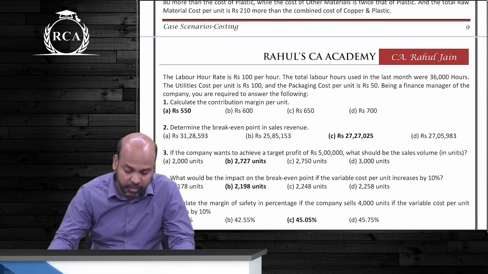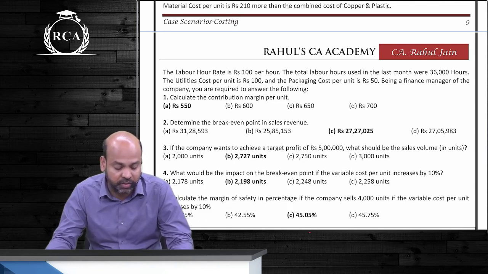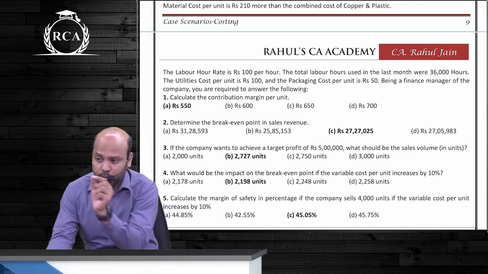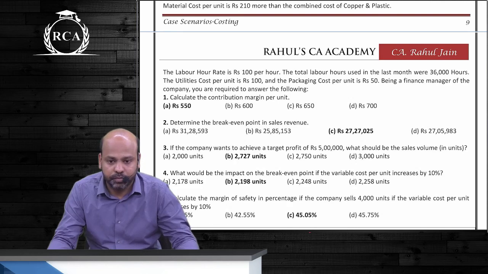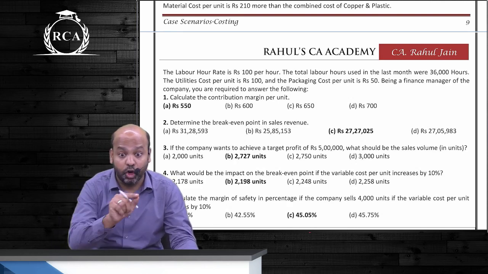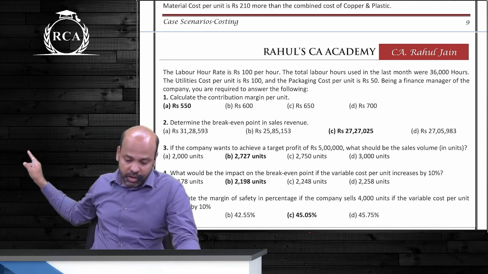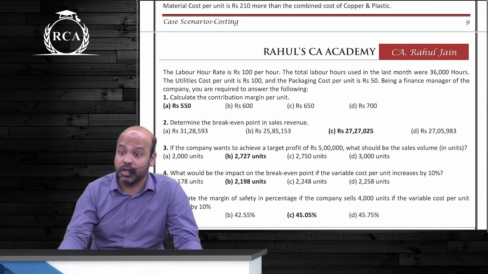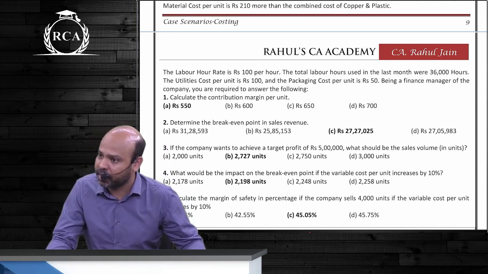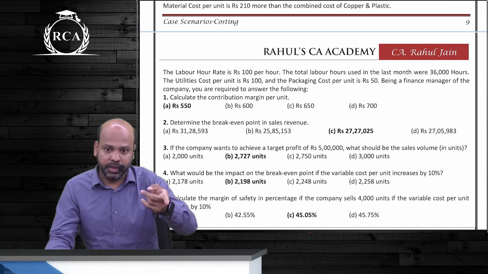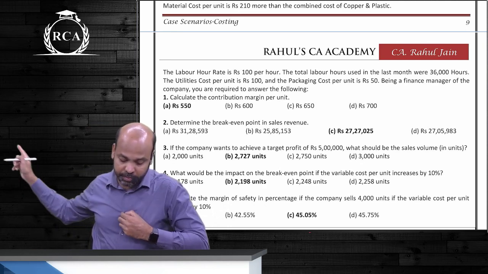The labor hour rate is 100 rupees per hour. The total labor hours used in the last month were 36,000 hours. The most important point: what production per month was given above? 10,000 units. But that is a normal month. What was the production in the last month? 36,000 hours. You will have to divide by 12,000 units to get labor time per unit. Do not divide by 10,000 units. Do you understand? Everything will go for a toss. 36,000 hours divided by 12,000 units is 3 hours, multiplied by 100 rupees.